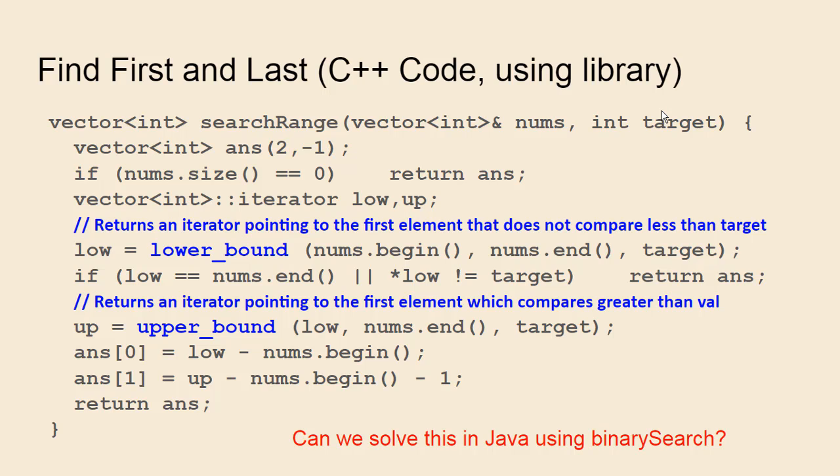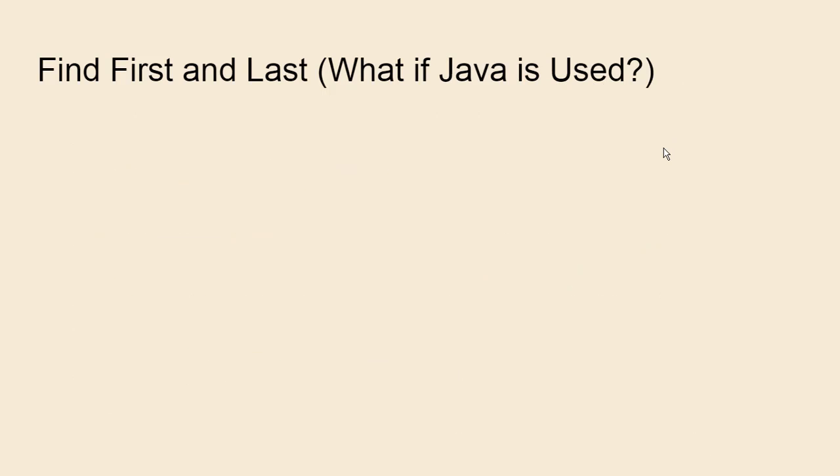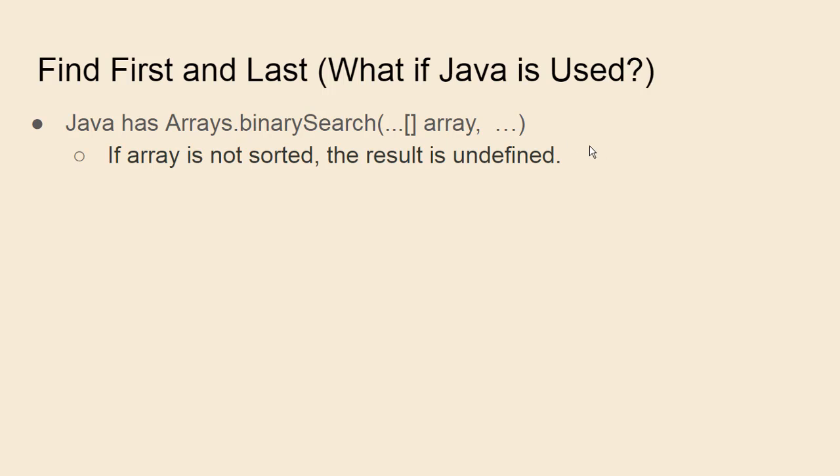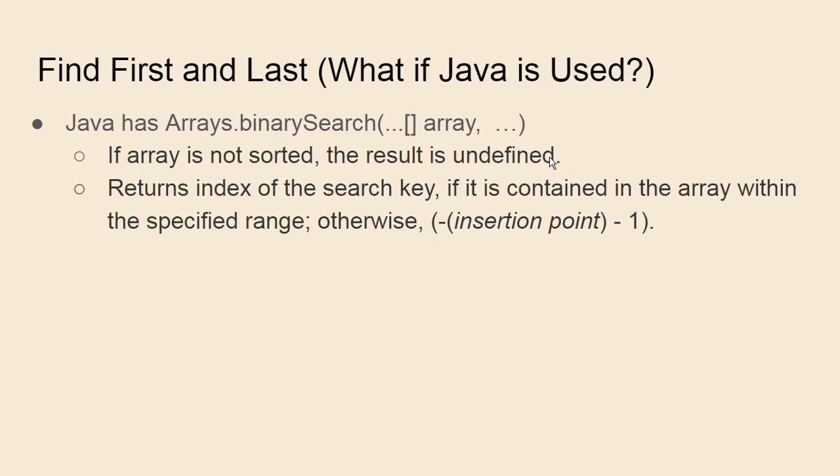Now, can we solve this in Java? Because Java also has a binary search. Java has this binary search, and there are multiple of these. You can pass in arrays of different types. It will use binary search to find whether the element appears, and if it appears, it'll give you an index. According to the documentation, if the array is not sorted, the result is undefined. So it will return something, but there's no guarantee what it actually returns.